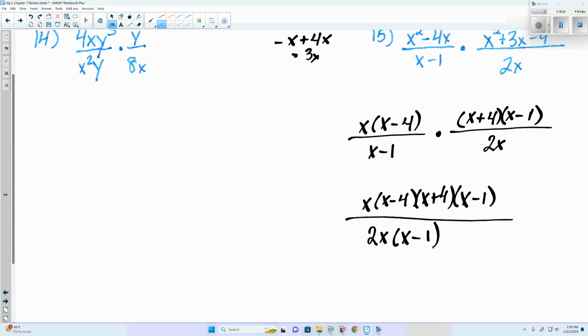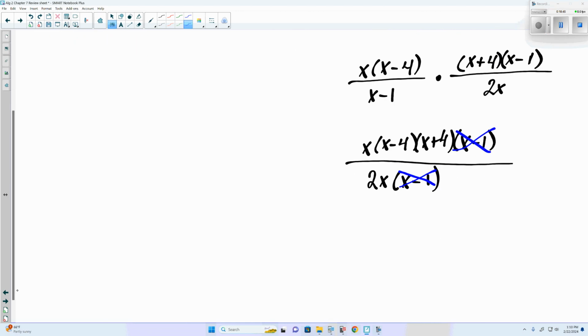And on the bottom, we have 2x times x minus 1. Now, there's no reason to multiply through with the 2x, because if something's going to reduce, we need it in factored form. Now, we do have something in common on top and bottom, yes? X minus 1, x minus 1. Anything else? X over x. Now, the 2 would stay there because that's not being affected by it. So the denominator we have 2. And on top is x minus 4 times x plus 4.